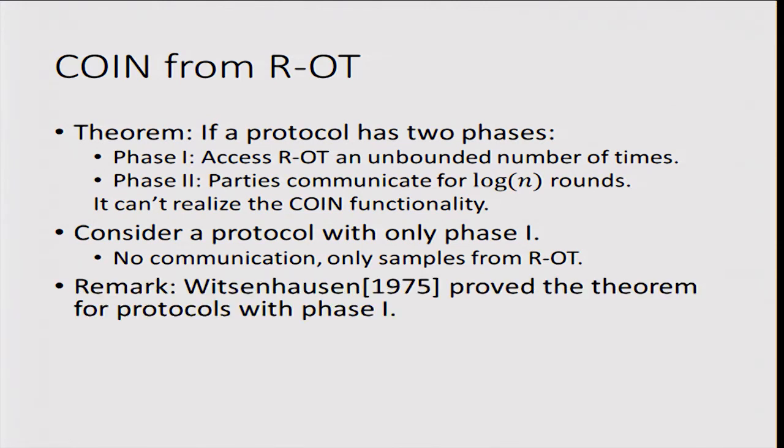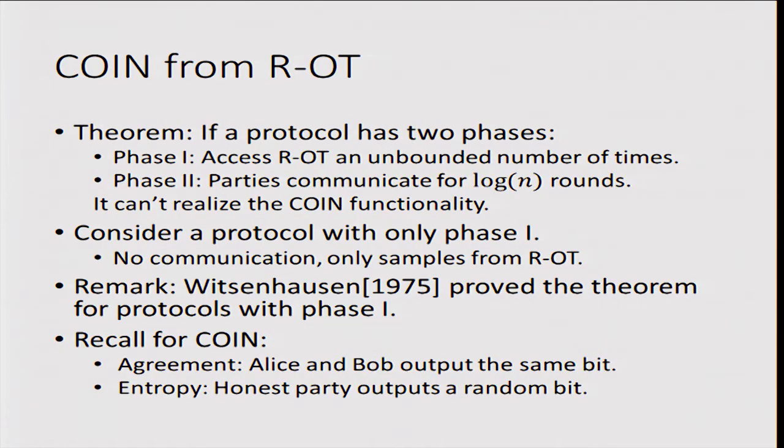Before proving our result, we remarked that for such protocols, it was proved by Witsenhausen in 1975 that the above theorem holds. However, we use spectral graph theoretic techniques and obtain slightly sharper results. Once again, recall that for a coin functionality, we have the following two requirements: agreement and entropy. Now, if we have a protocol where parties get only one sample from oblivious transfer, then their joint view looks like this. In order to handle the case of multiple samples, we define a natural notion of graph products.